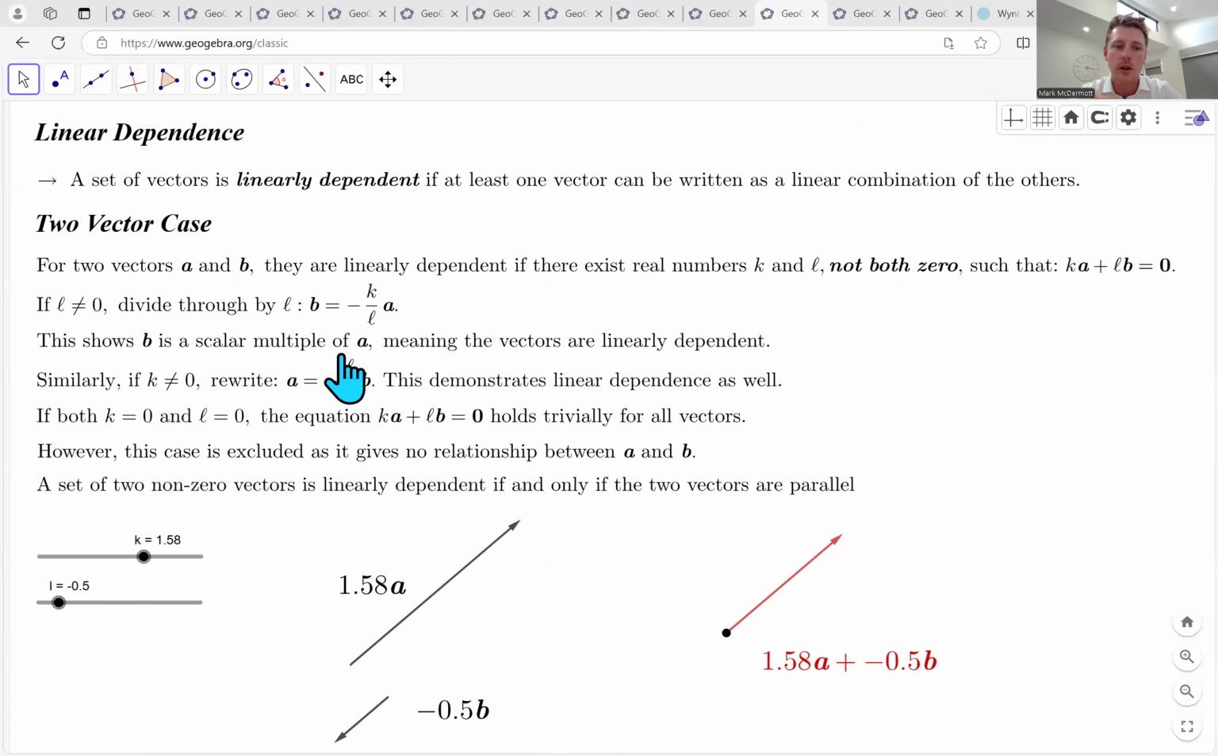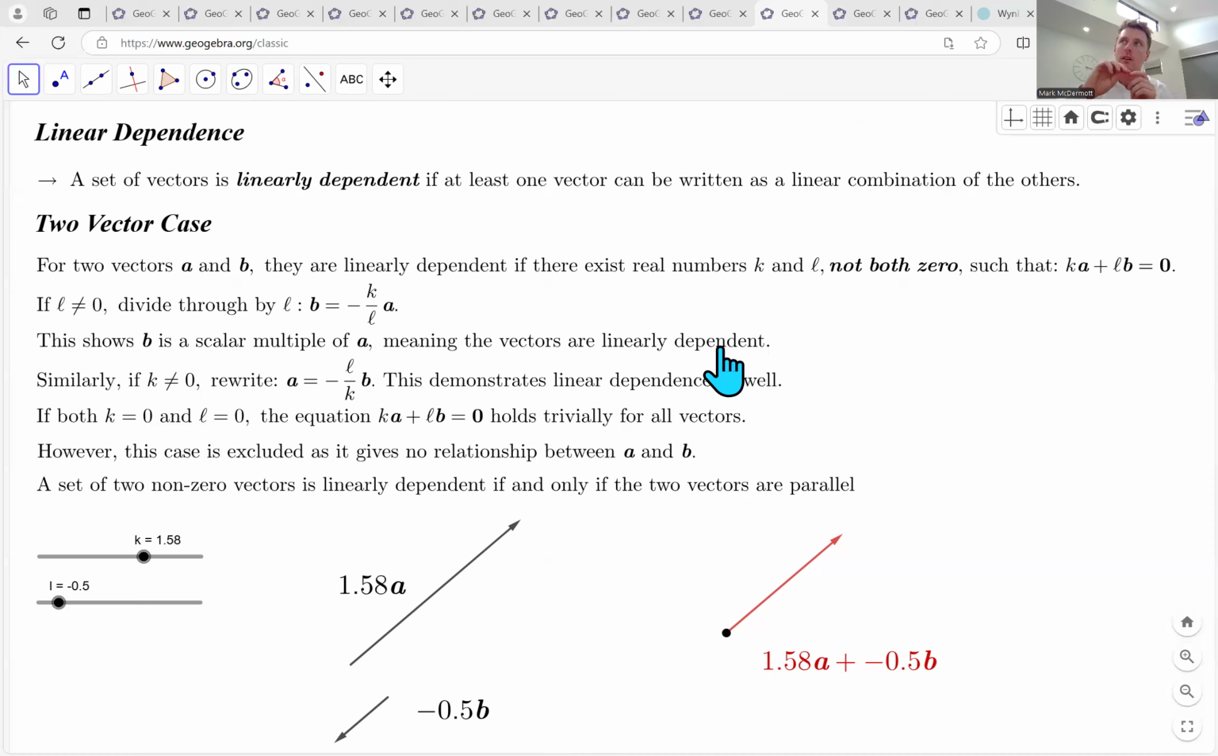We're interested in a situation where not both K and L are 0, because then you're getting something a bit more interesting. So if L is not equal to 0, we're going to take this equation and divide through by L. If we rearrange this equation for vector B, we get that vector B equals negative K on L multiplied by A. And so what we've shown is that B is a scalar multiple of A, meaning that the vectors are linearly dependent.